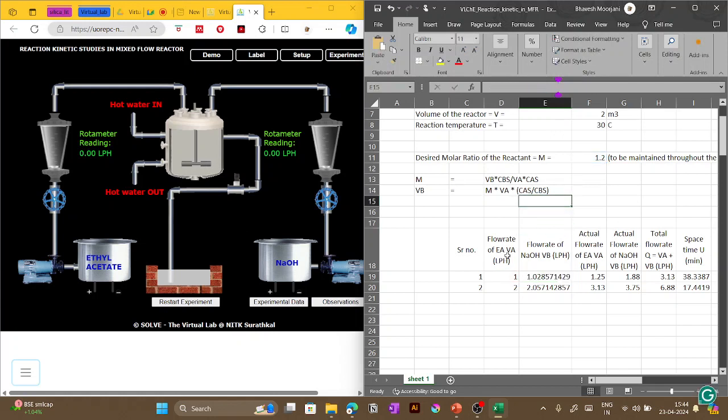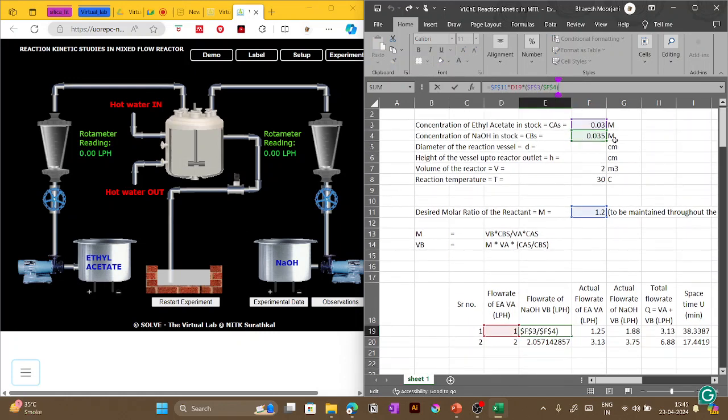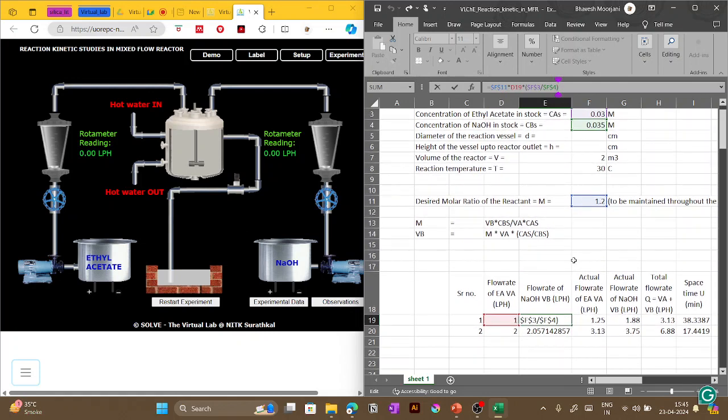So you can see initially I am considering flow rate of 1. So for that, I calculated the flow rate of B by this equation, which is M into VA divided by CAS by CBS. So this is CBS and this is CAS. Okay, so that is nothing but 1.2.